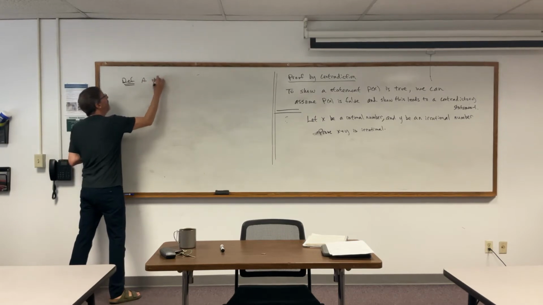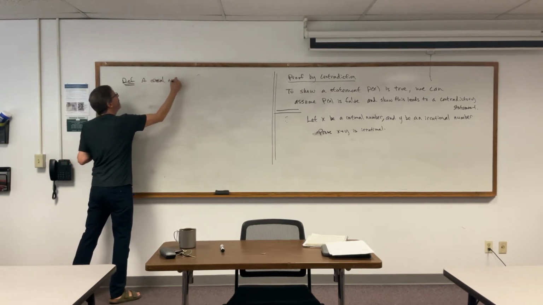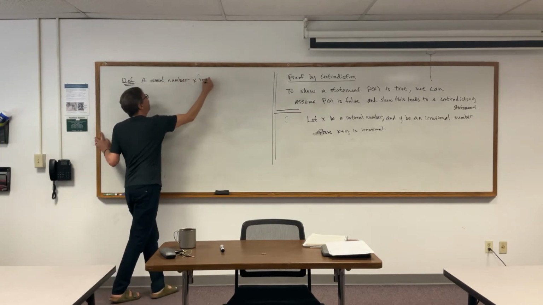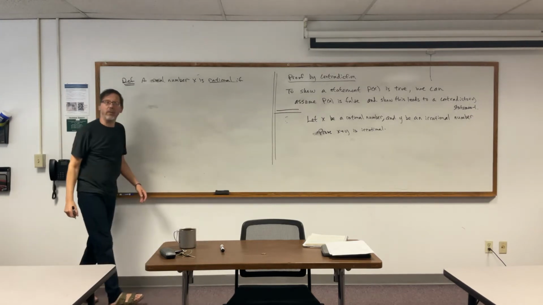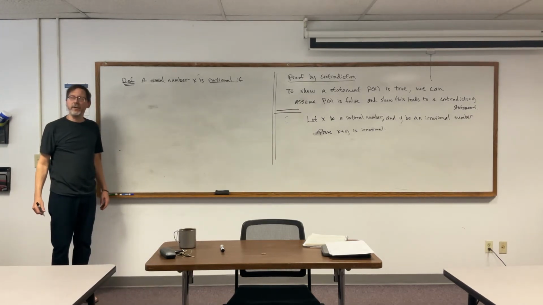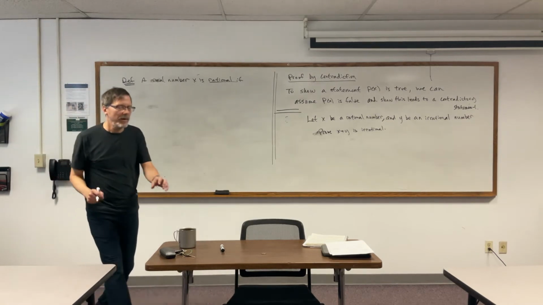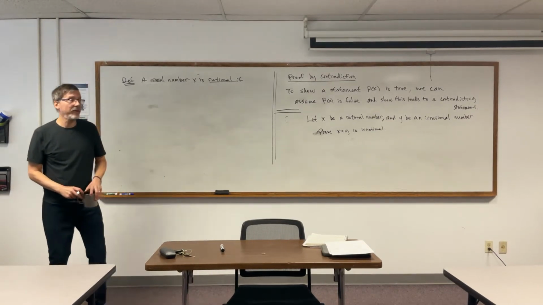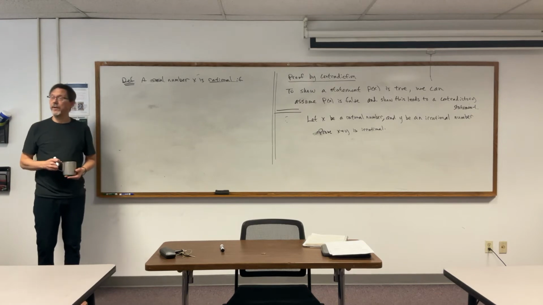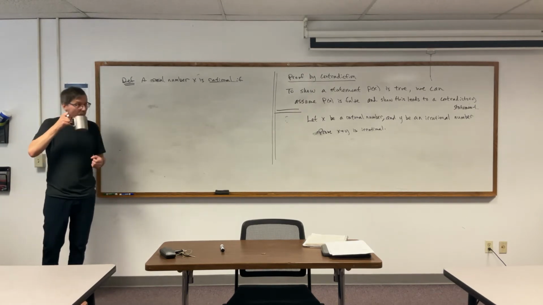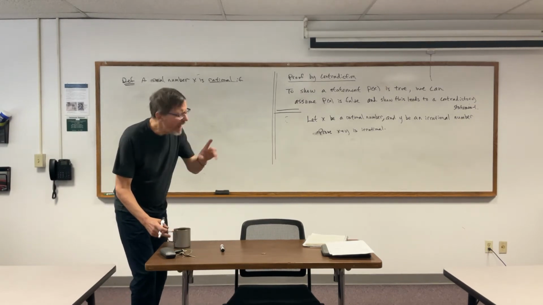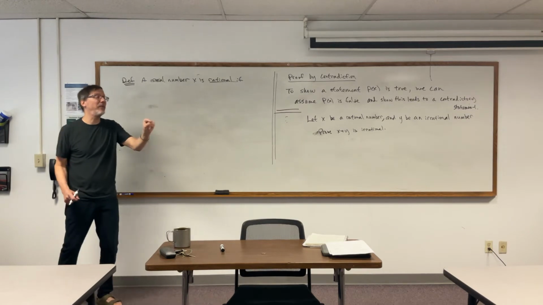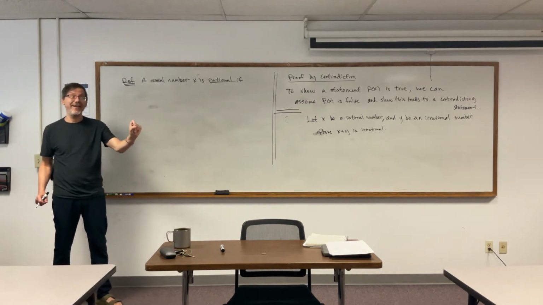A real number X is rational if, can somebody help me out with that? What is the definition? We talked about this a little bit, and you might just know it from before this class. What is a rational number? A number that's not whole. Yeah, in a very precise way. That's totally right, a number that's not whole, but what form does the number have?